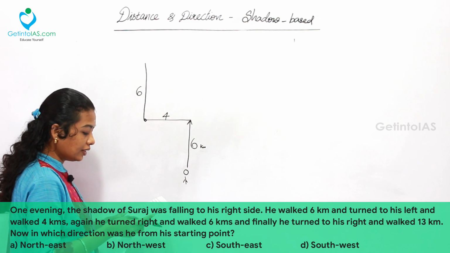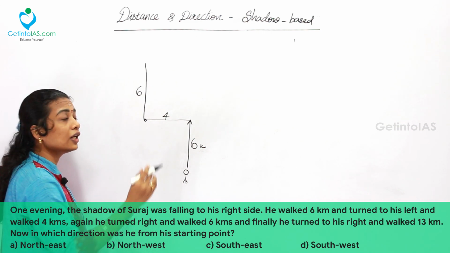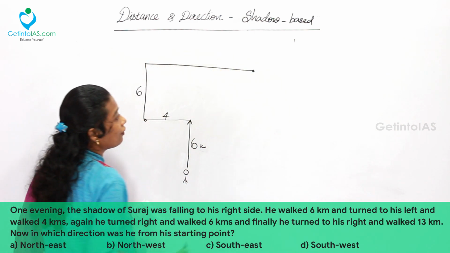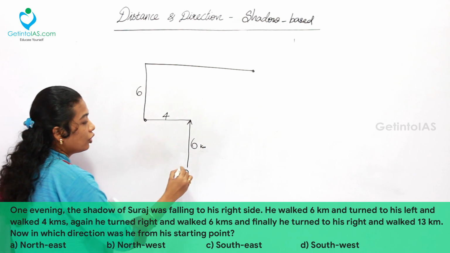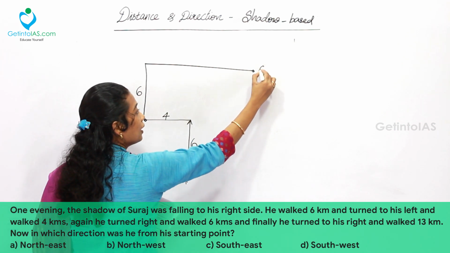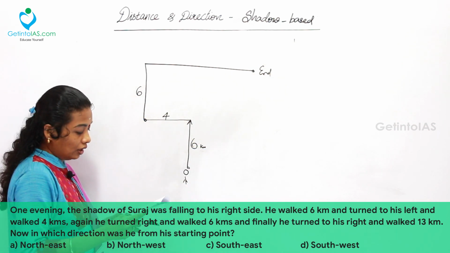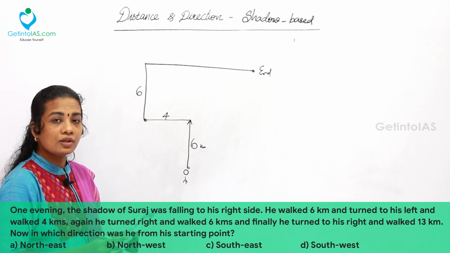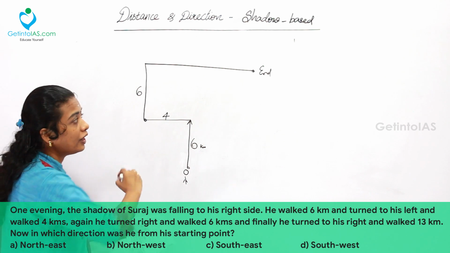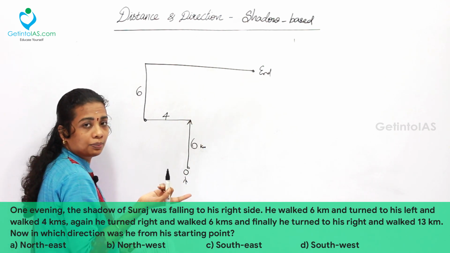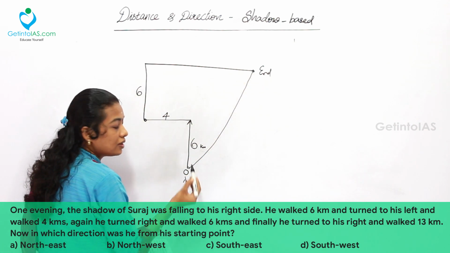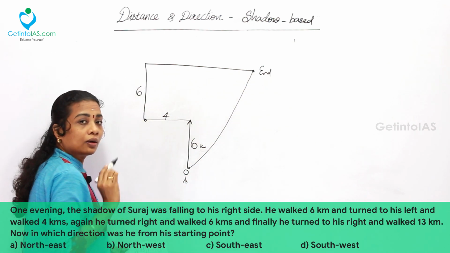Then finally he turned to his right and walked 13 kilometers. From this point, he is going like this. I have marked 13 kilometers like this. Now this is the starting point and this is the ending point. We need to calculate in which direction he was from his starting point. From the starting point, what is the direction of the ending point? Simply the question is asking. So I am marking like this. What is this direction actually? Northeast. Simply, northeast is the answer.